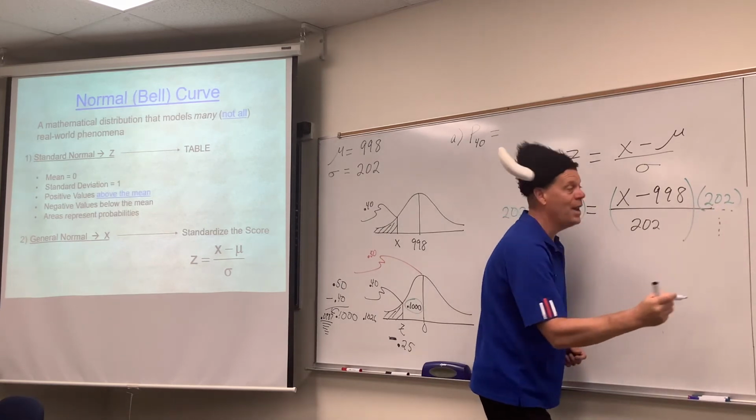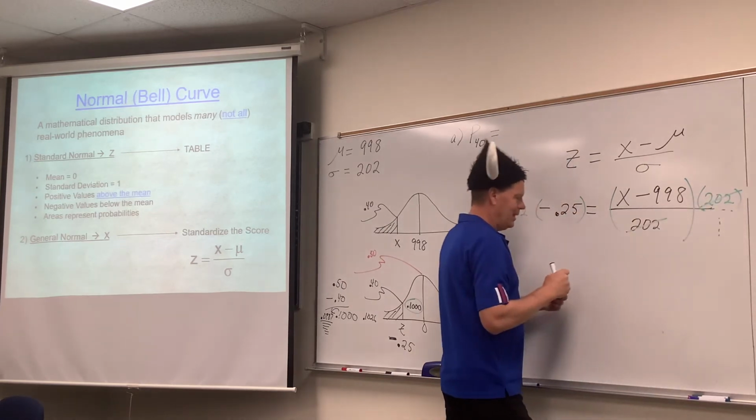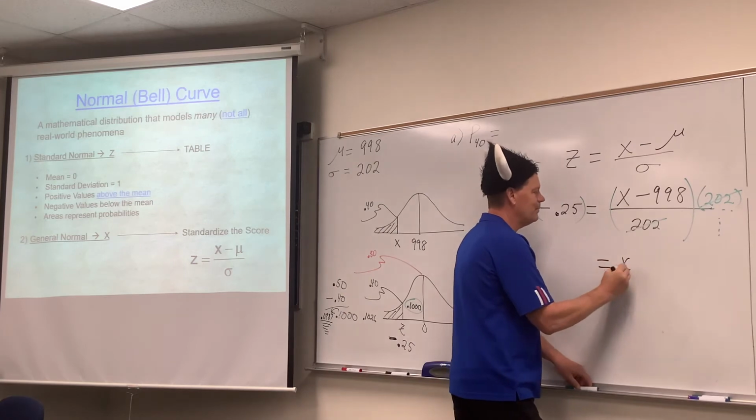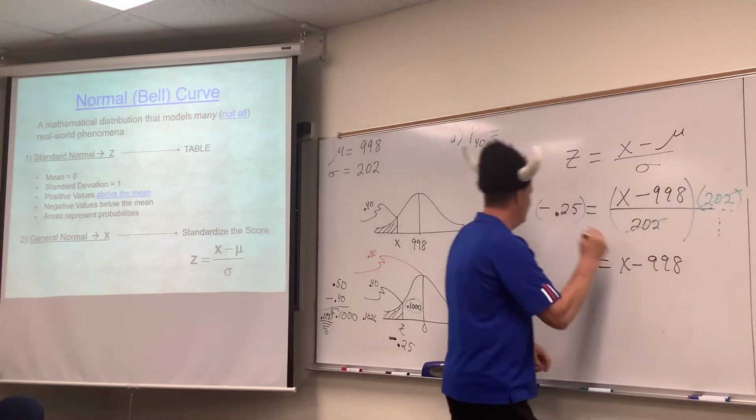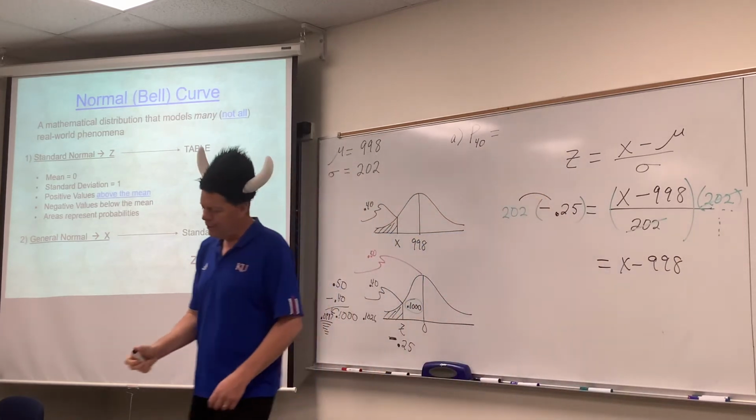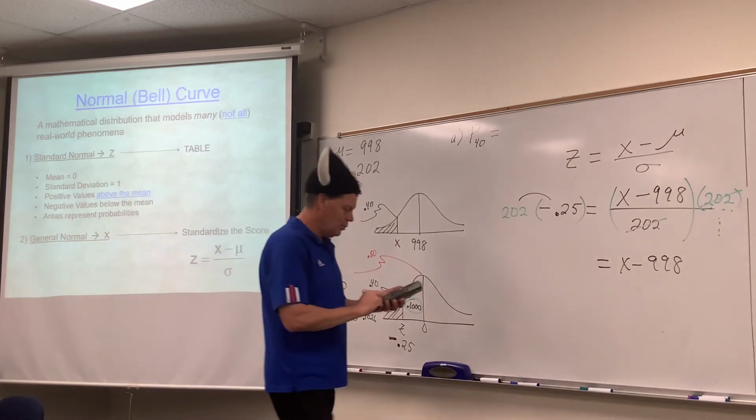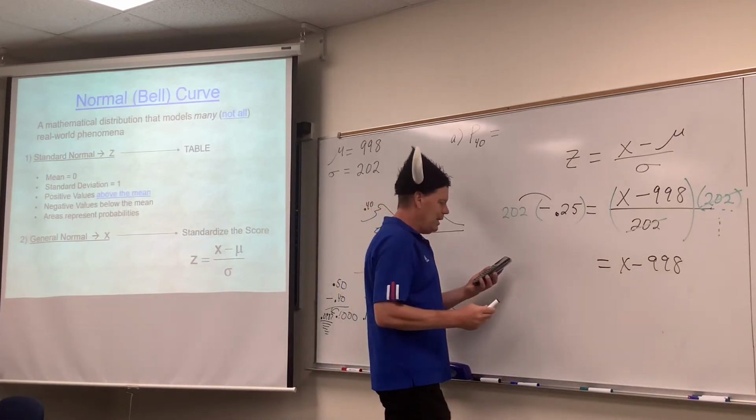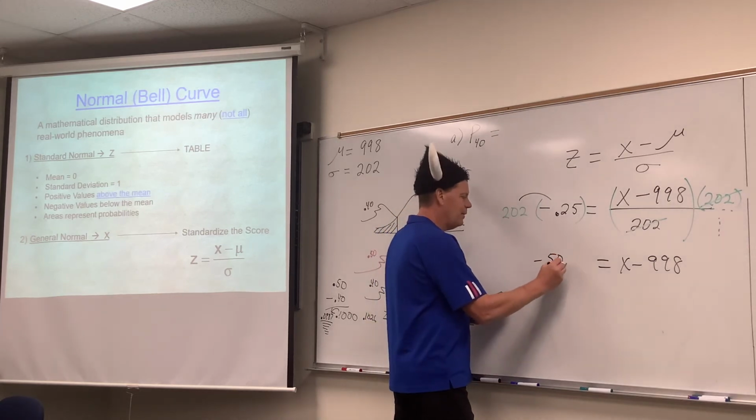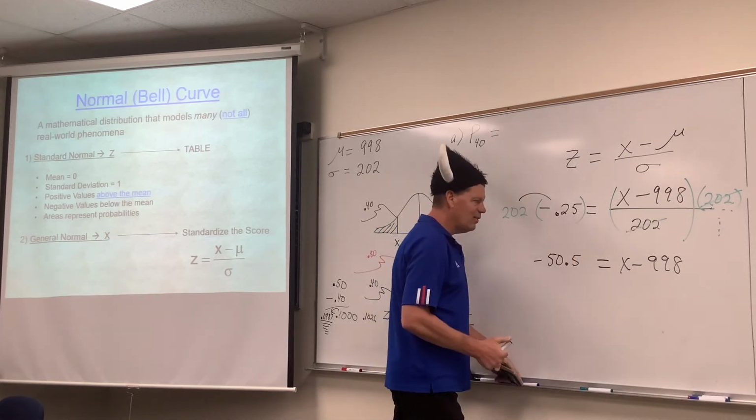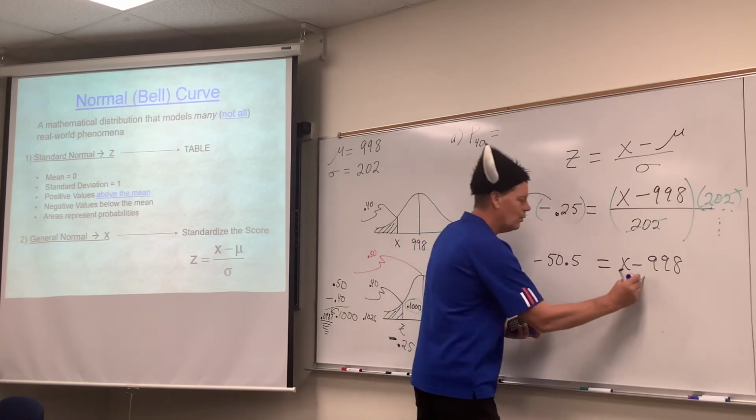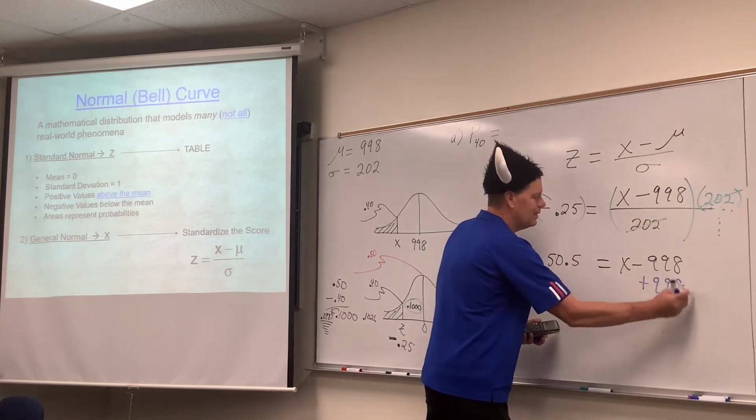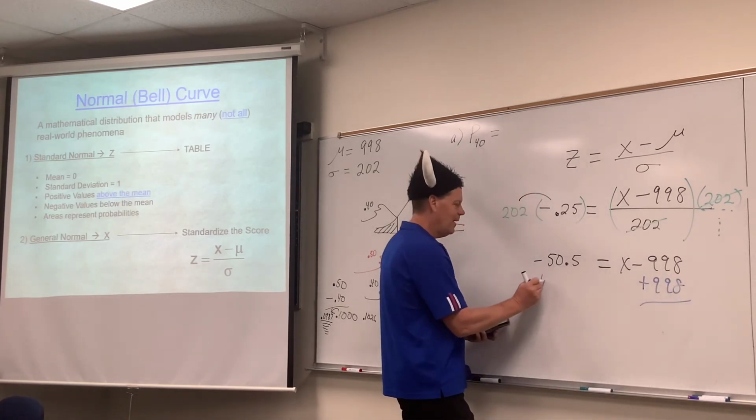But anyway, 202 altogether now. Over 1! It would cancel here, and that leaves x minus 998. And then over here we need to multiply those with each other. So 202 times negative 0.25 is negative 50.5. And then, of course, we add the 998 over in order to solve for x. It's algebra.